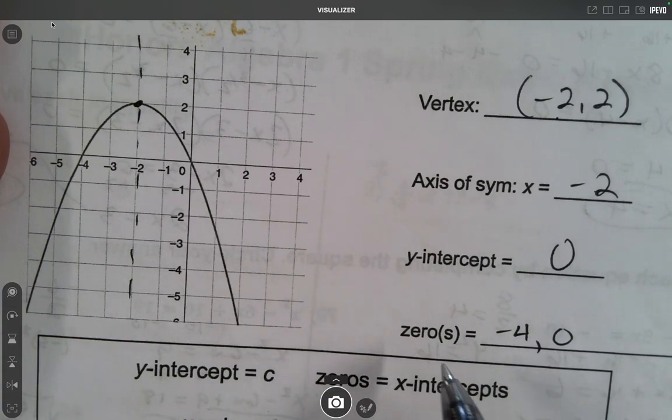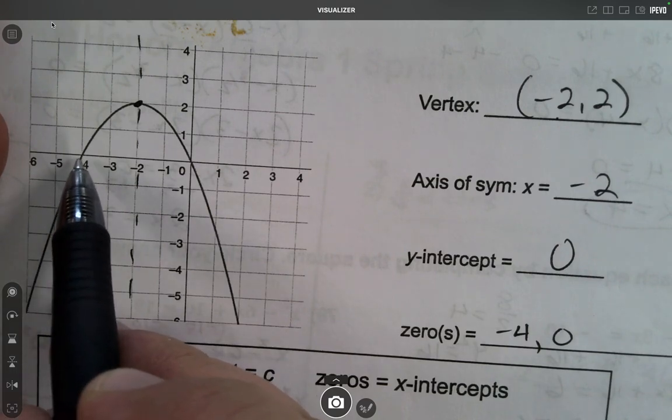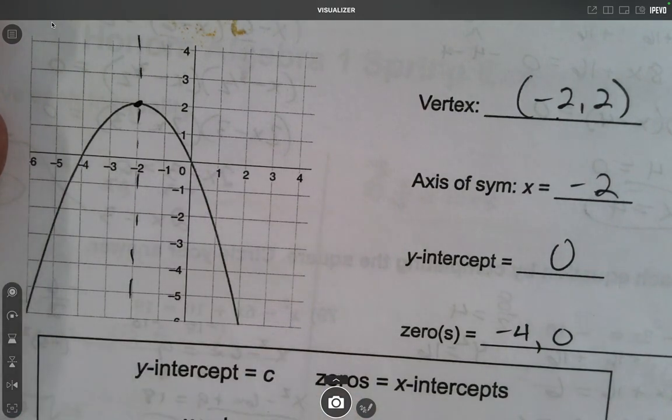These zeros, that's the same thing as the x-intercepts. That's where it hits the x-axis. So we have two of those, -4 and 0.